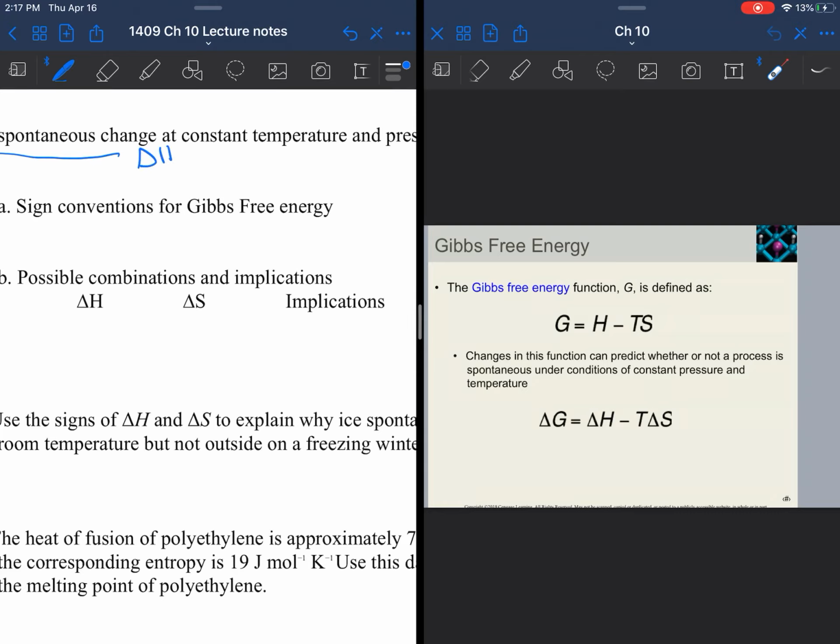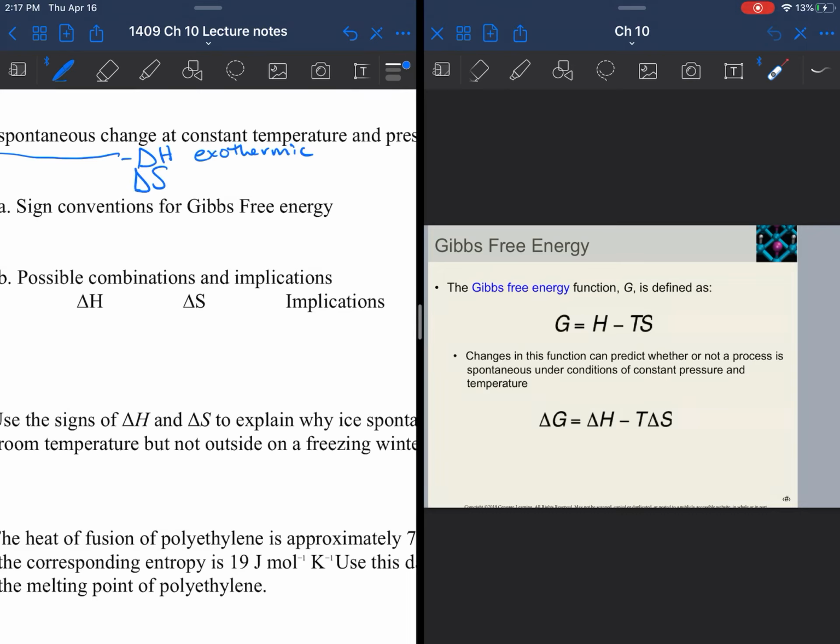In general, we see a negative delta H, an exothermic process, as being favorable, because in an exothermic process, we are going to wind up with products that are lower in energy. But for every rule, there's an exception. There are definitely spontaneous endothermic reactions. So while delta H is going to play a role in spontaneity, it's not an exclusive determinant.